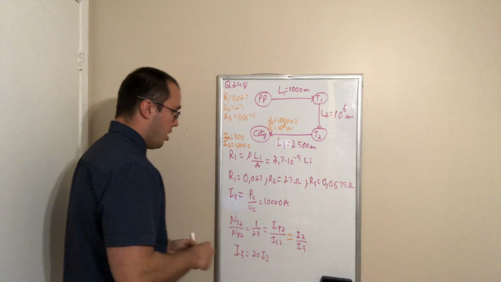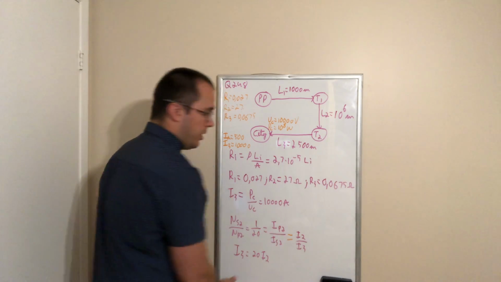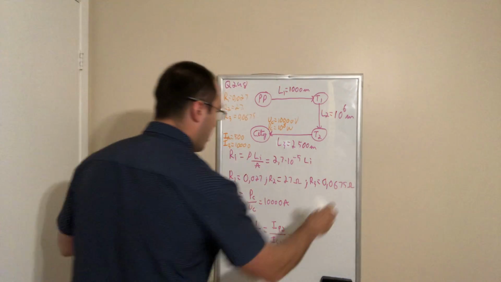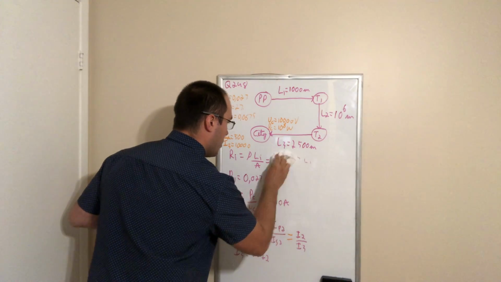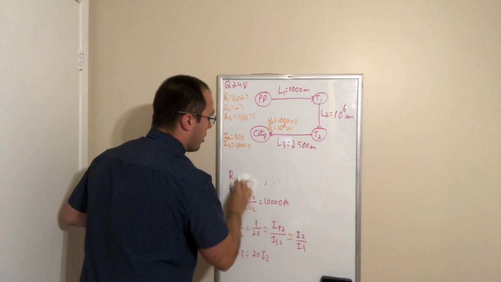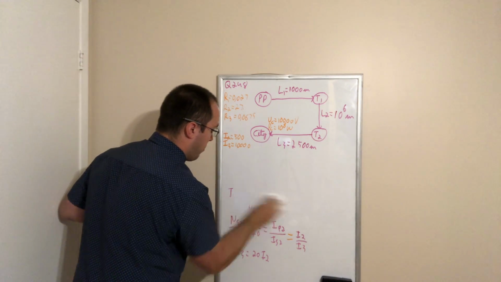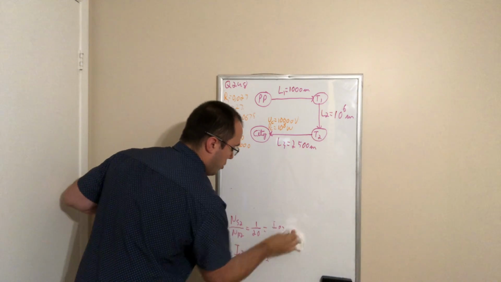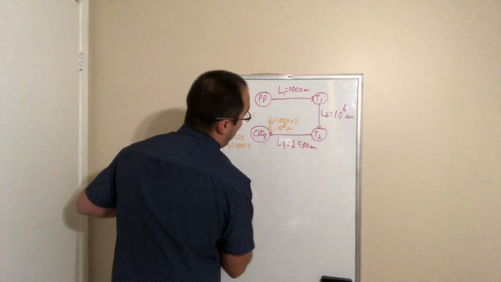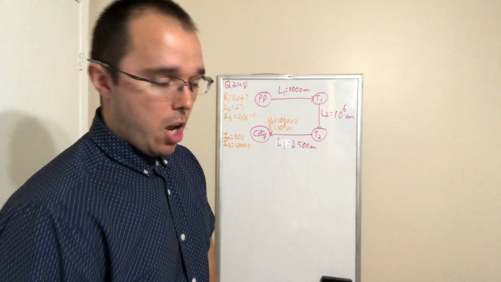All right, so I'm going to erase this section. If you need to pause the video, do it now. And we're going to repeat the same process for the first transformer to find the first current, I1.